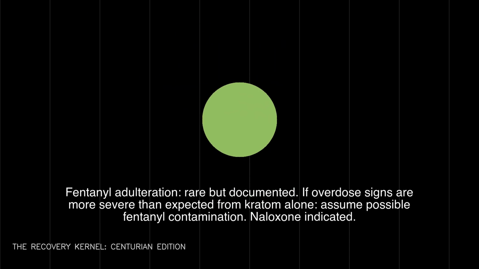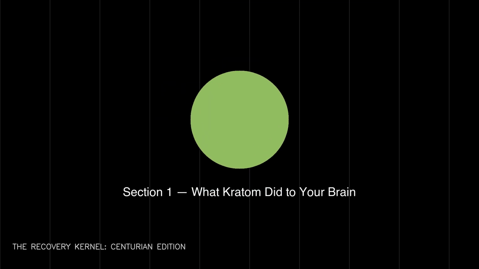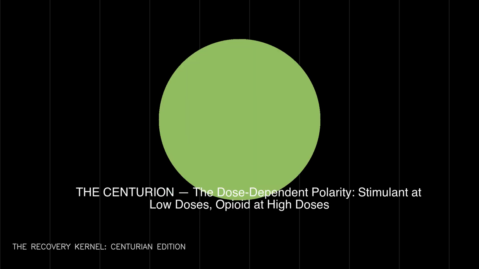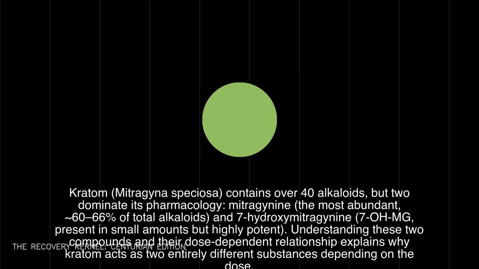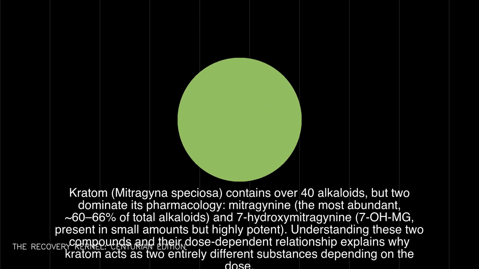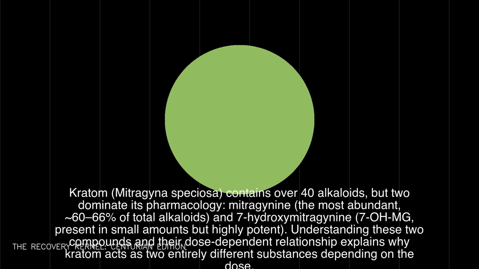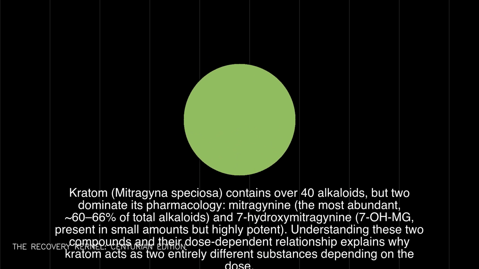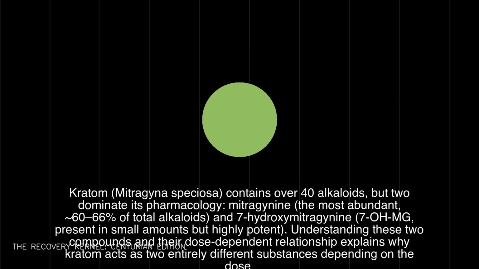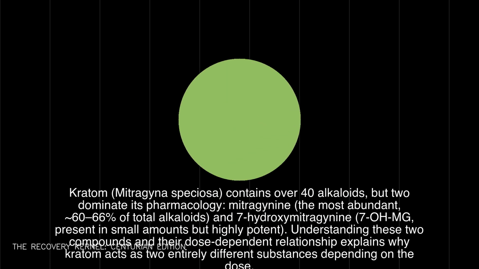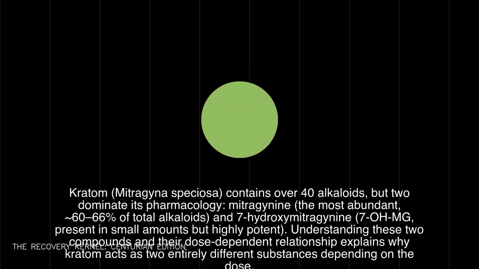Section 1. What kratom did to your brain. The dose-dependent polarity, stimulant at low doses, opioid at high doses. Kratom, Mitragyna speciosa, contains over 40 alkaloids, but two dominate its pharmacology: mitragynine, the most abundant, 60–66% of total alkaloids, and 7-hydroxymitragynine, 7-OH-MG, present in small amounts but highly potent. Understanding these two compounds and their dose-dependent relationship explains why kratom acts as two entirely different substances depending on the dose. 1.1 The two pharmacological identities.